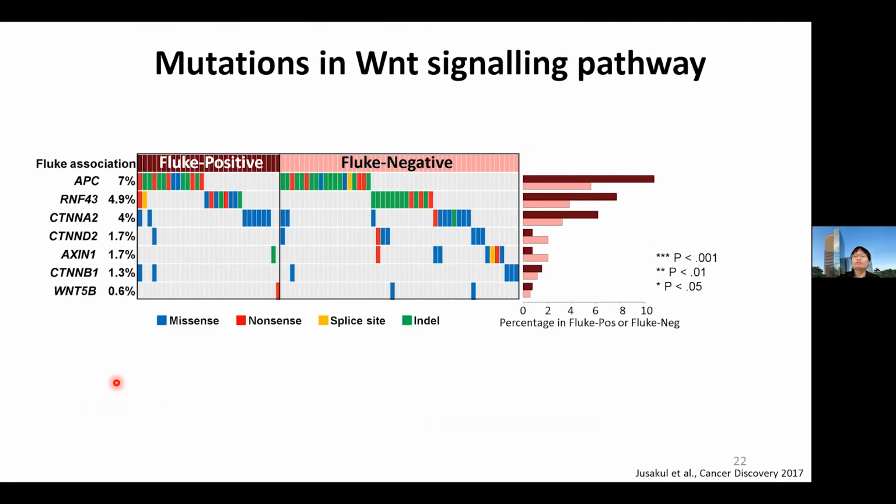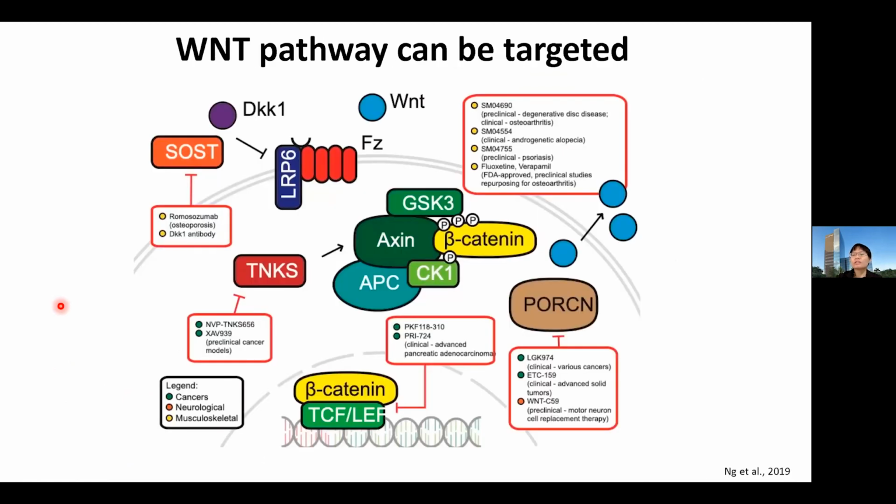We also found mutations in the Wnt signaling pathway, which add up to about 20% of the cholangiocarcinoma cases in our cohort. Again, from literature search, we found many drugs that target members of this large Wnt signaling pathway, and these drugs are either in preclinical or clinical development. But again, our study suggests the effectiveness of using these drugs for the cholangiocarcinoma cases with mutations in this pathway.